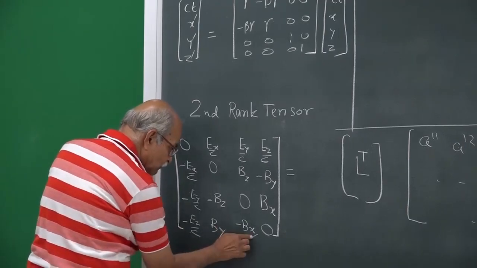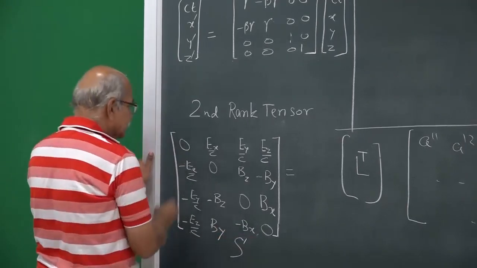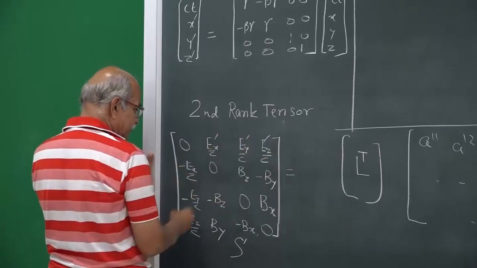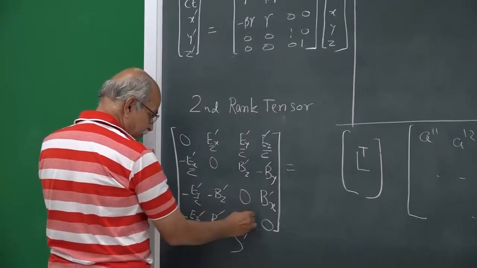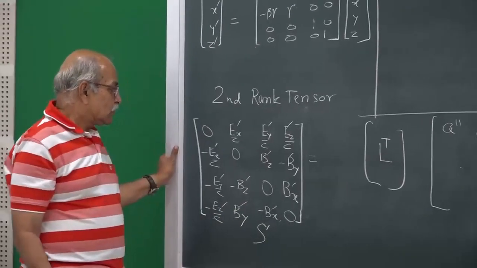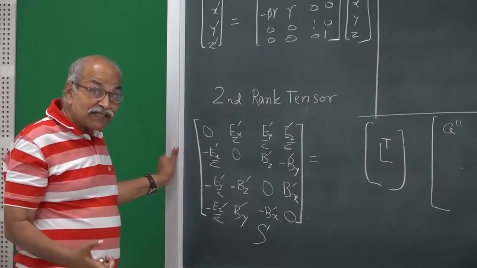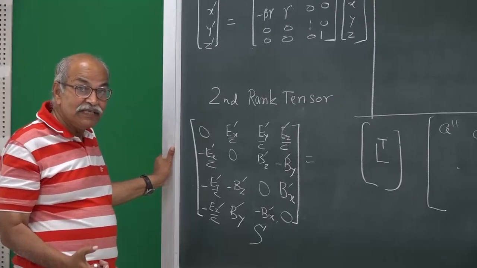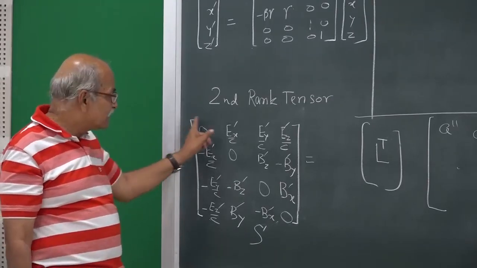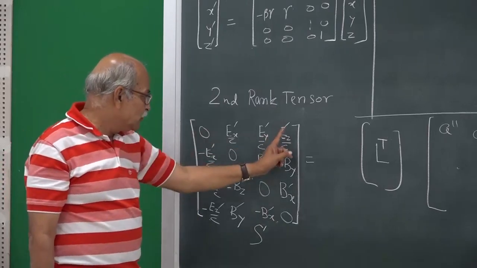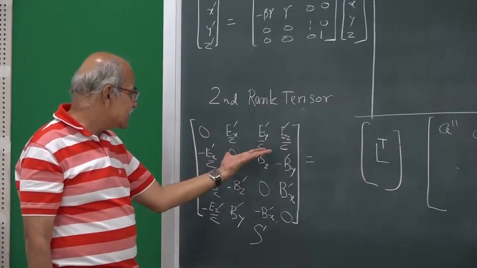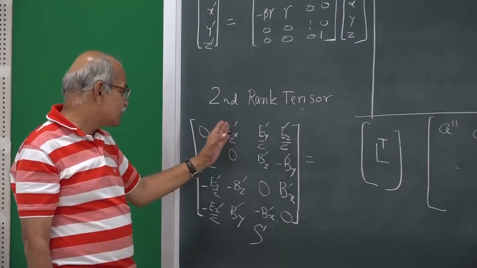Okay. So, this is in S prime. So, you write prime on all the components. So, from the six components, ex, ey, ez, bx, by, bz, we have created this 4 by 4 matrix. And I am using the components seen in S prime frame, that is why all these primes are there.